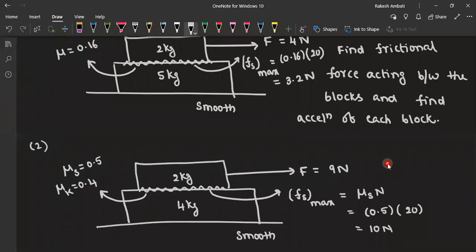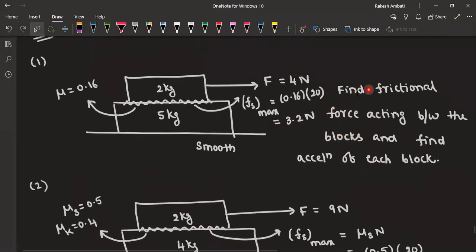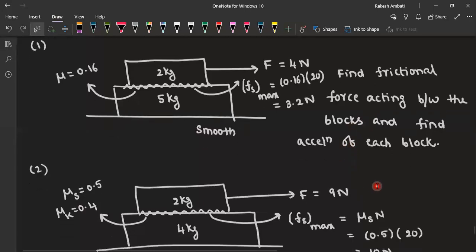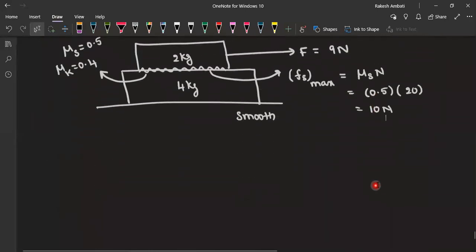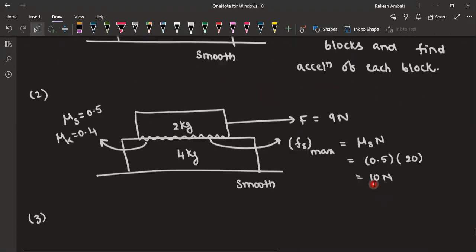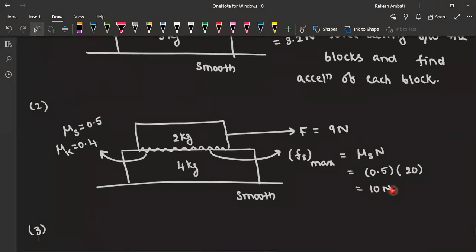Okay, so will you do this question as a whole? Yes, sir. Okay. Same thing, we have to find the frictional force acting between the blocks and we have to find the acceleration of each block. Okay. Next. Sir, can you please show second question? Okay. Thank you.